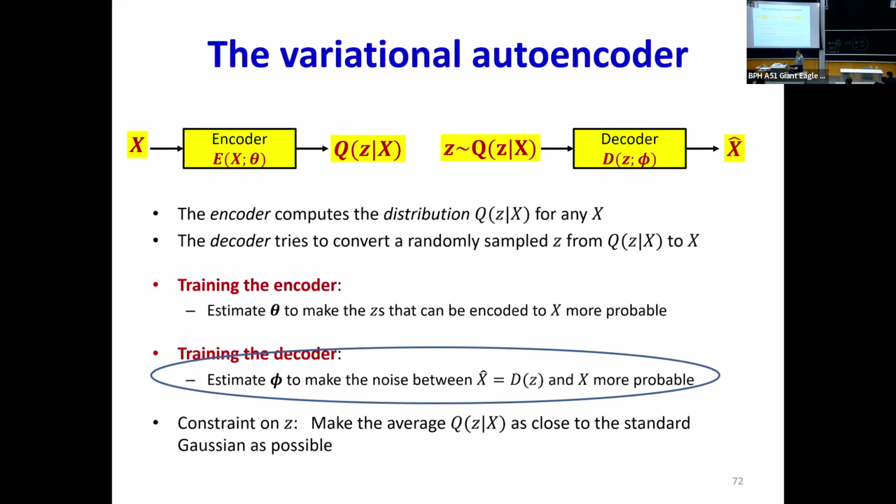The next term left is to estimate the phi. That was about the encoder. The next term is the decoder parameters phi, which make the x hat derived from samples drawn from Q more probable. Basically, we want to estimate the decoder parameter phi to minimize the error between x hat and x, same as before, right?